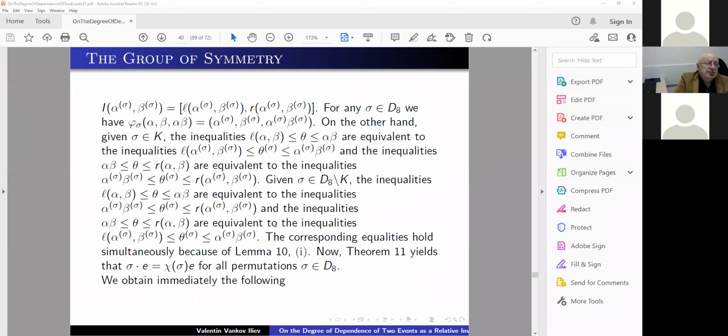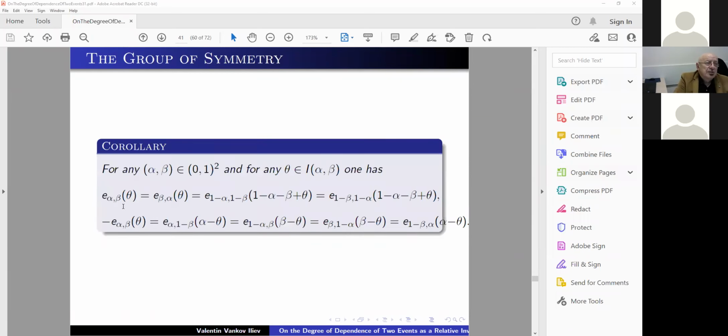And we get immediately, this can be translated into the following formulas for E alpha beta. Here are the symmetry formulas for alpha beta. So this is just a translation of the fact that E alpha beta is a relative invariant of weight chi of D8.